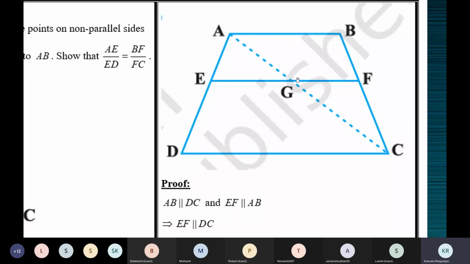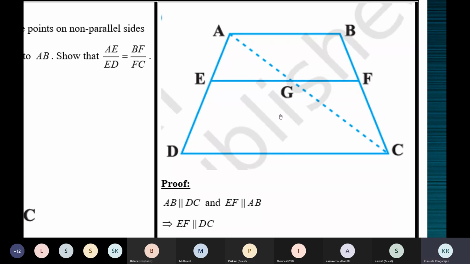See, this is the line GF. If you start with AG by GC, you must not say CF. You're taking these portions first. These two pieces are on one side of GF, and these two pieces are on the other side of GF. So if you say AG by GC is equal to, you should start from here, BF by FC. If you say AG by GC, now you must say BF by FC.